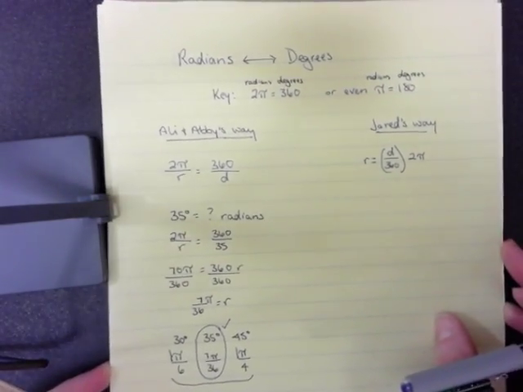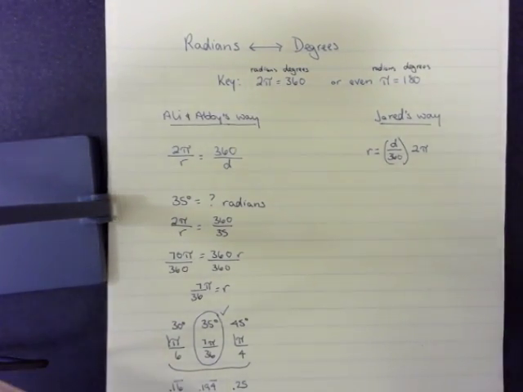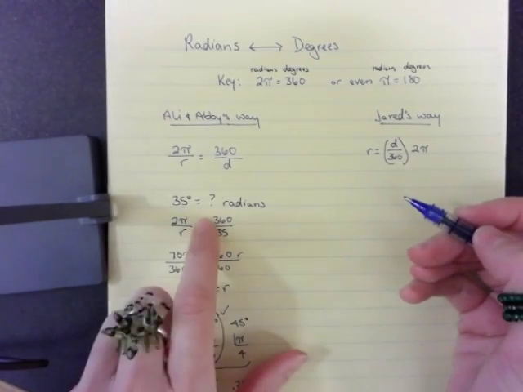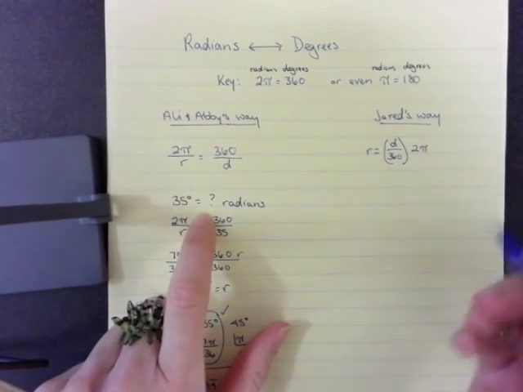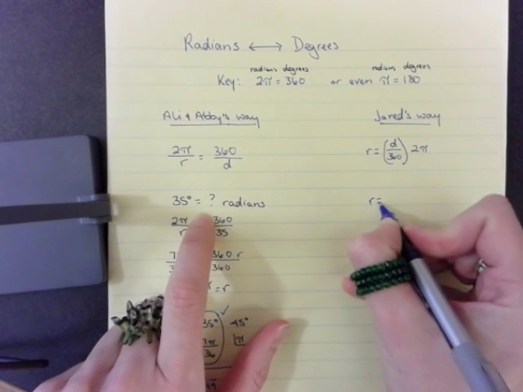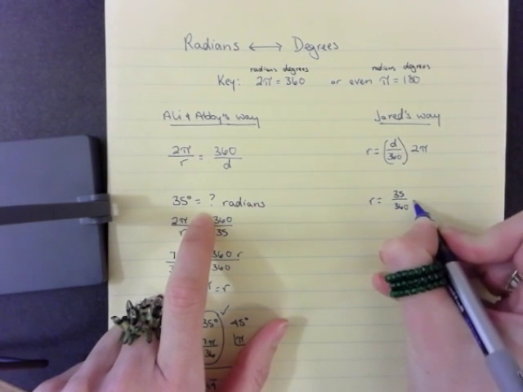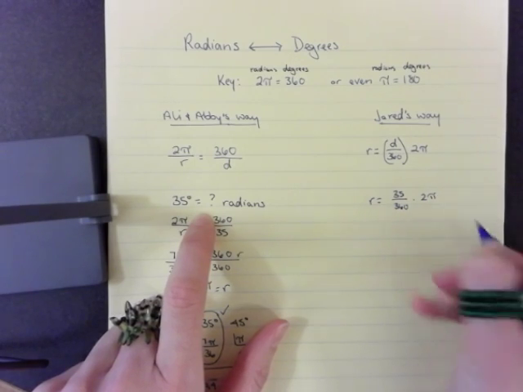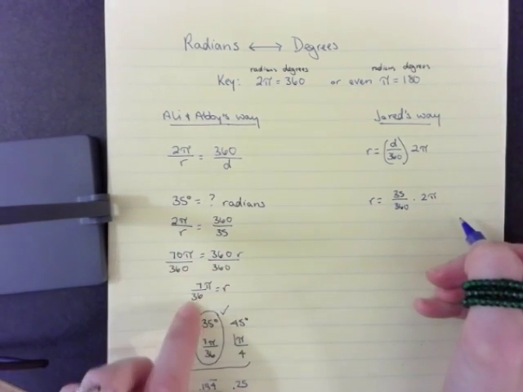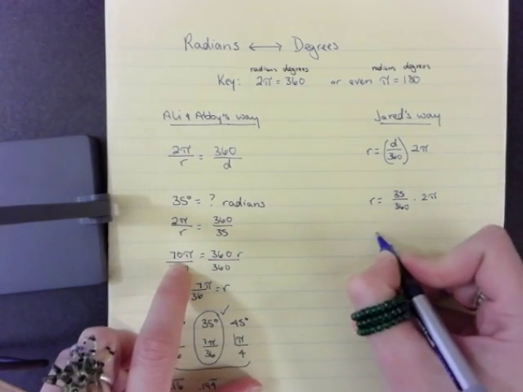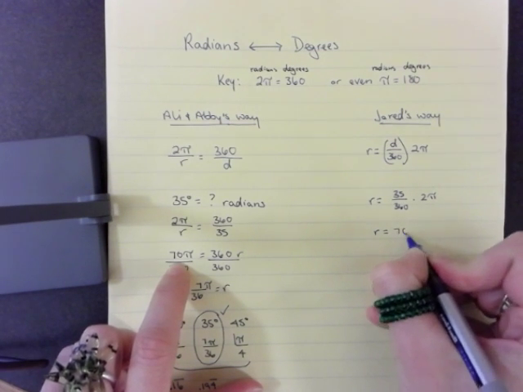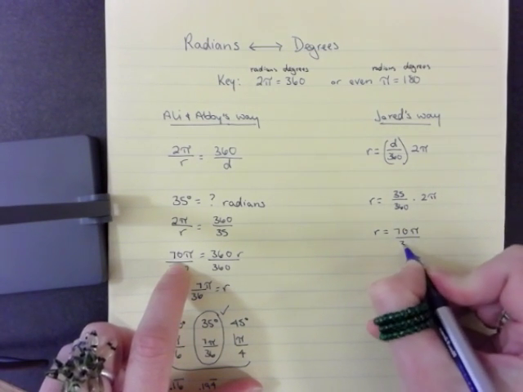Okay, so now let's do that Jared's way, which is pretty much the same math that we have to do, right? So if we're given 35 degrees, we put the 35 in here. So radians equals 35 over 360 times 2 pi. Well, what does that come out to be? Well, look, it comes out to be 70. R equals 70 pi over 360.